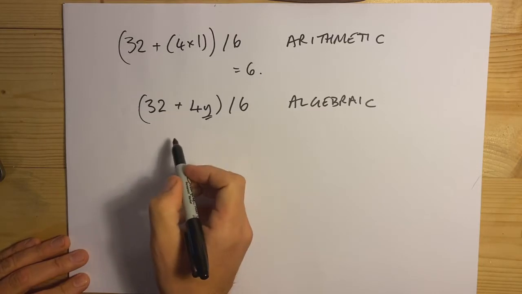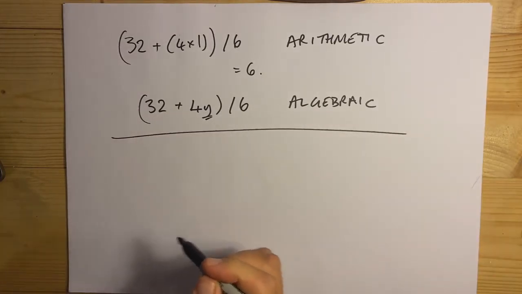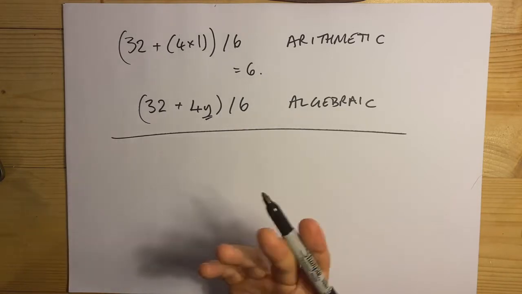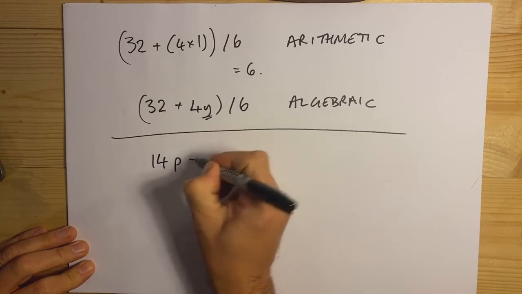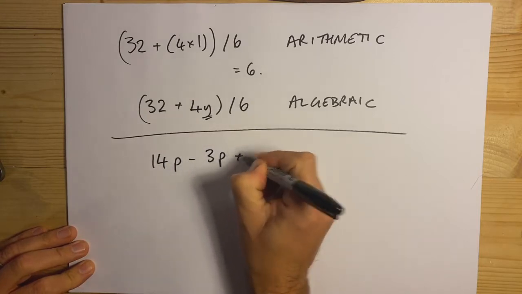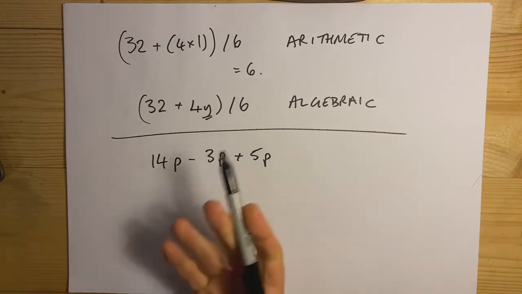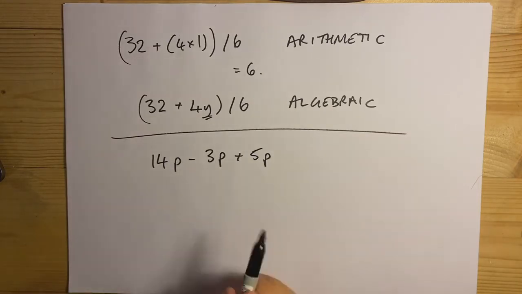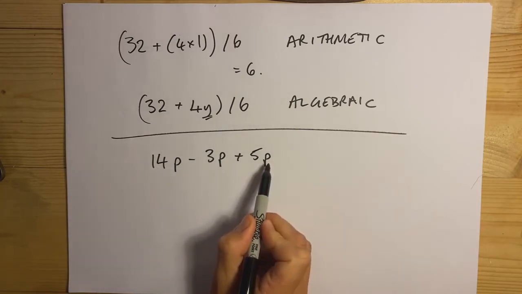That's what algebra means. So let's think about some of the basics of manipulating algebraic expressions. If we had something like 14p minus 3p plus 5p, p is our letter here. Often you probably see x, but we can put any symbol in that we want. So what we can do with these terms is collect them and simplify.